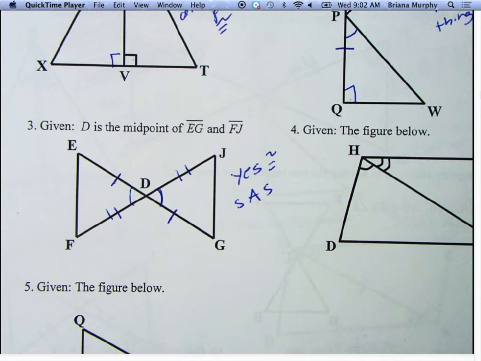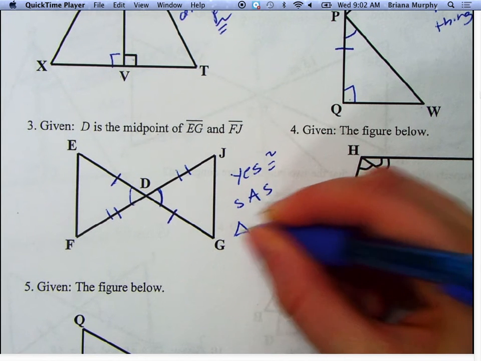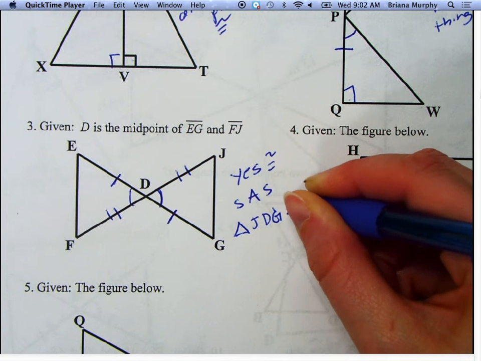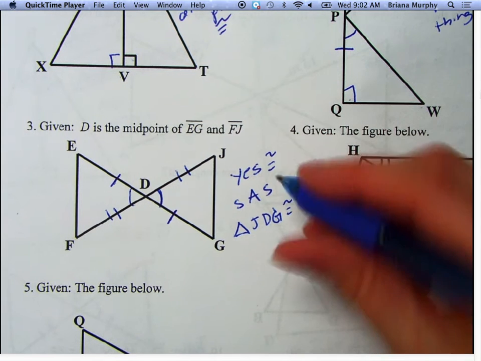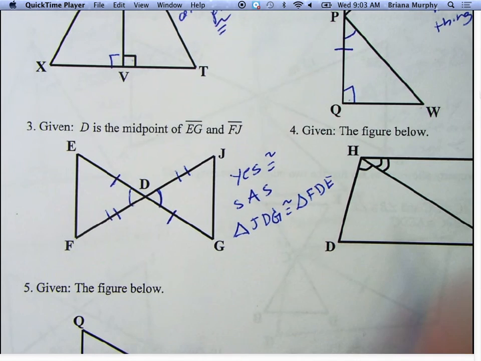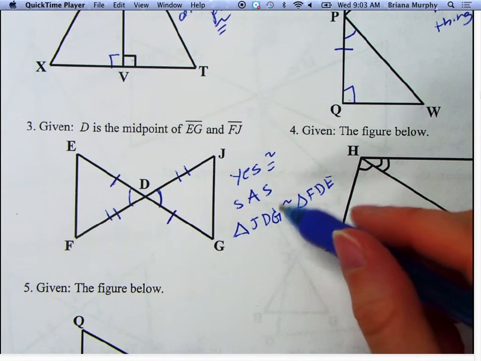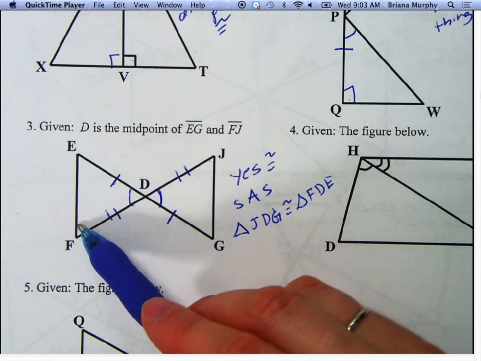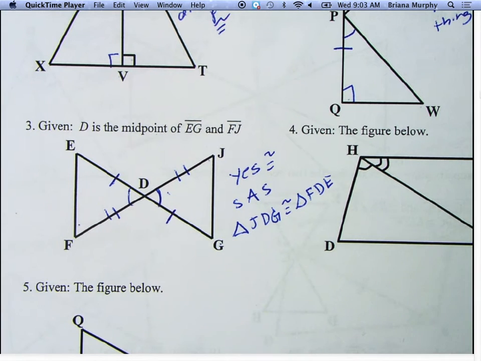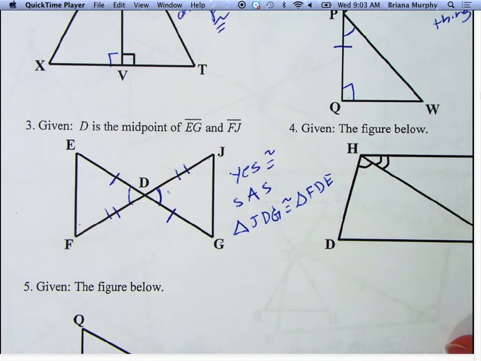Would you put triangle JDG is congruent to? Yes. And now we would put triangle JDG is congruent to triangle FDE. And you have to put them in the order where they match. J and F match, E and G match, and D matches D. So they have to be in that order, or you will not get full credit.